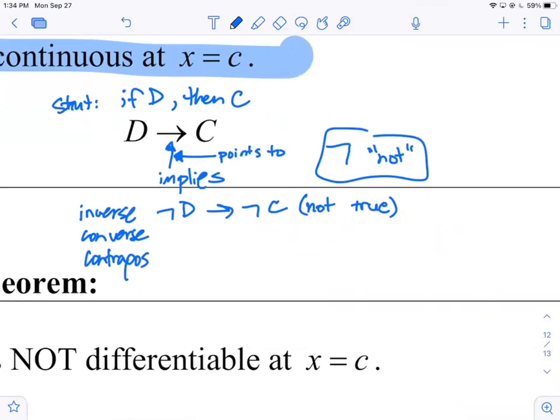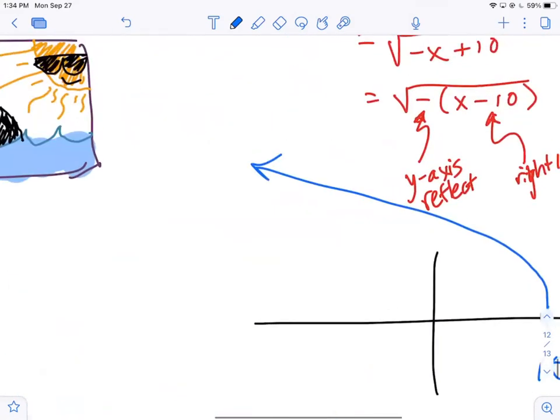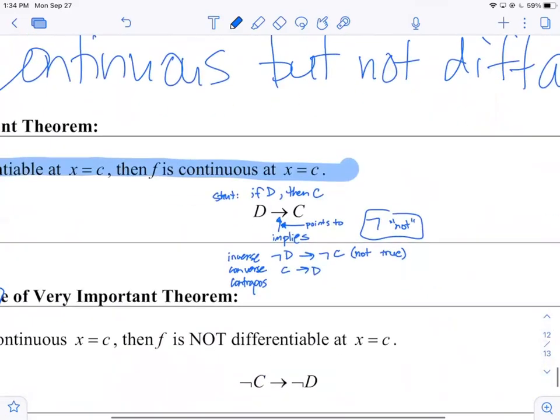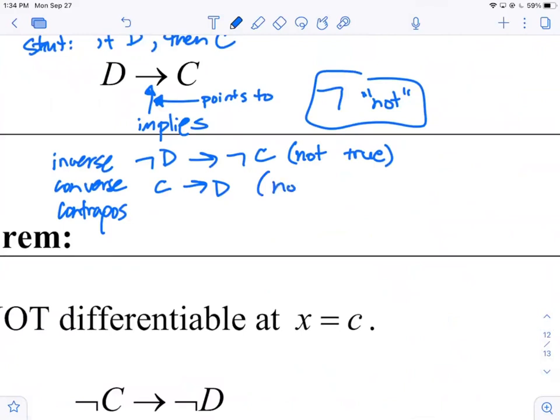The converse flips them around. C implies D. Is that true? Just because a function is continuous, does it mean it's differentiable? No. Do we have a counterexample to disprove that? How about any of these, right? They're continuous but not differentiable. Okay, so this one's also not true.